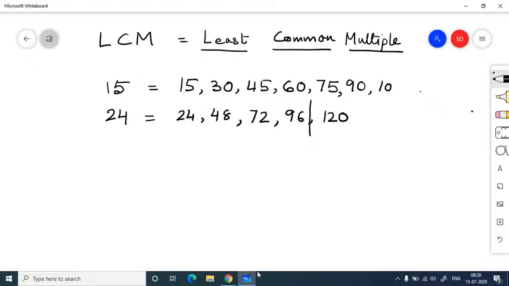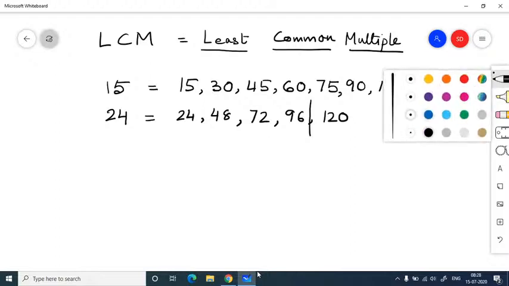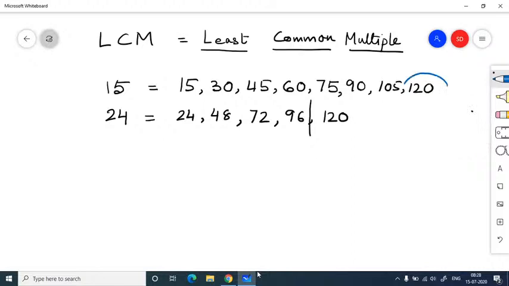105. Then you will have 120. Now see, I've got a common multiple, isn't it?